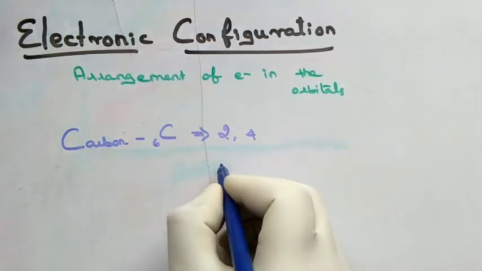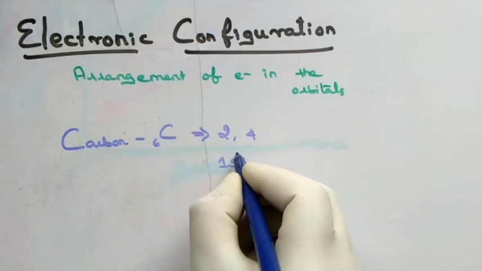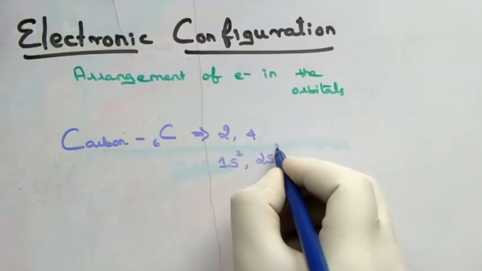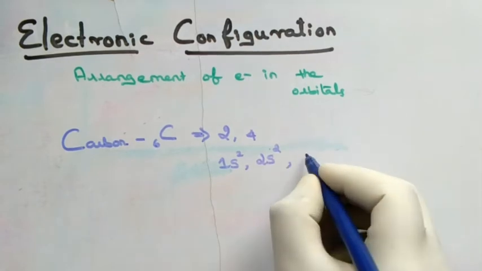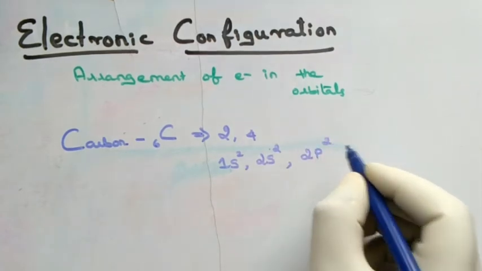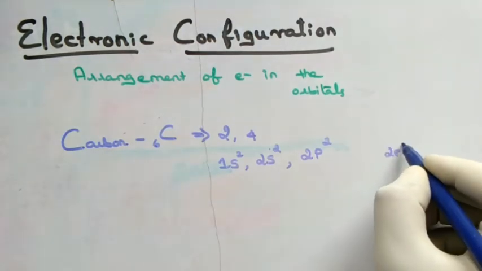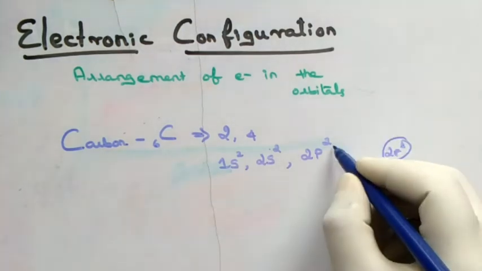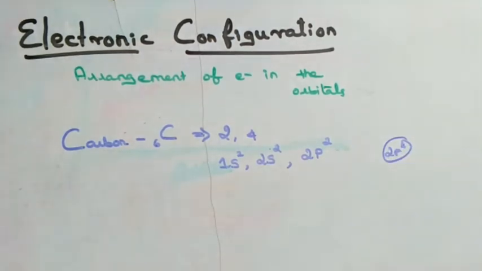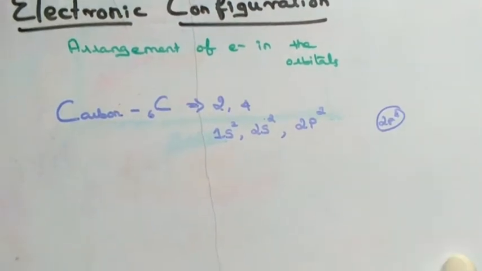The first energy level is the 1s orbital. In the first orbital there are 2 electrons. The second energy level is 2s. In 2s there are 2 electrons. And in 2p the remaining 2 electrons will occupy. In 2p maximum 6 electrons can occupy, but in the case of carbon there are only 2 remaining electrons, so those 2 electrons will occupy the 2p orbital.